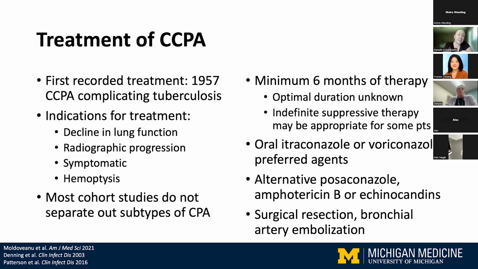Some patients may need indefinite suppressive therapy, particularly if they're going to be immunosuppressed for management of their sarcoidosis, or if we can't get them off steroids for their COPD, some of these other things that increase the risk of it coming back. In cases with localized cavities and significant hemoptysis, you can consider surgical resection if the patient is a surgical candidate, or otherwise bronchial artery embolization.